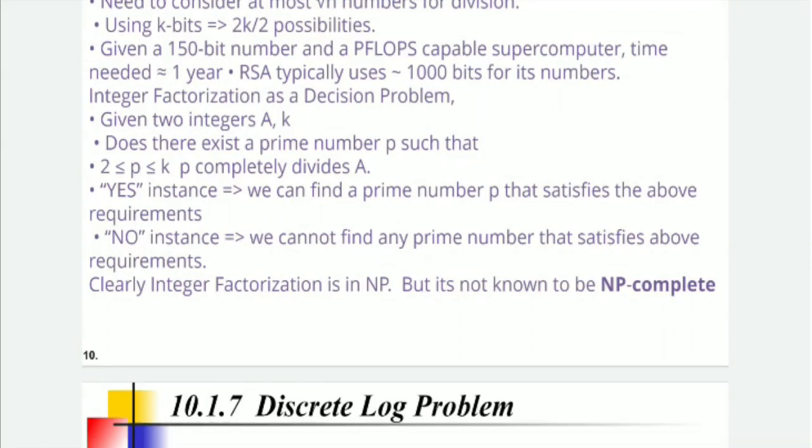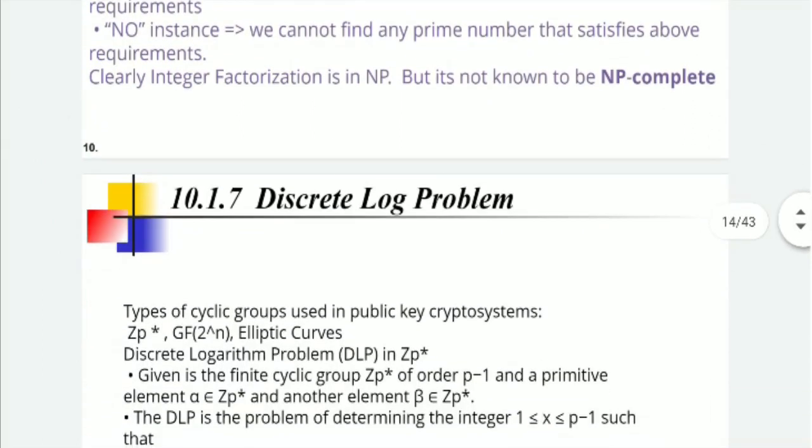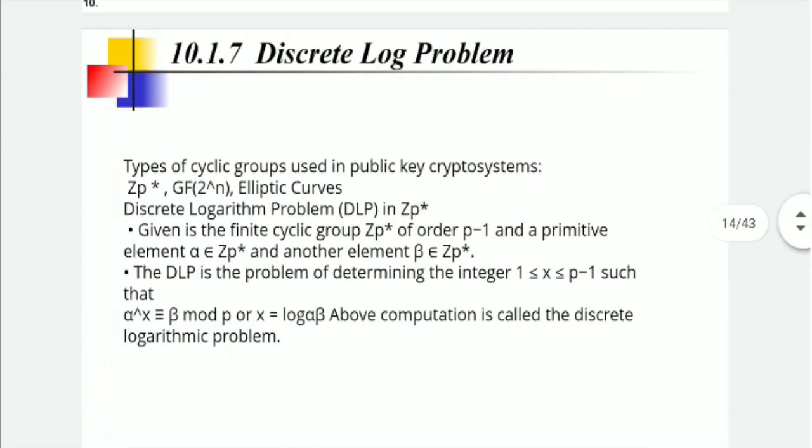Let's discuss the next hard problem, that is the discrete log problem. In the discrete log problem, the type of cyclic group which is used is Z_p, and the operation which is used is multiplication. So it is represented as Z_p asterisk. Now we will explain the statement of the discrete logarithm problem in Z_p asterisk.